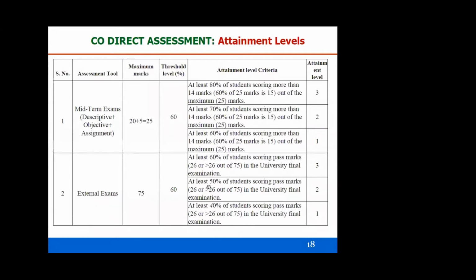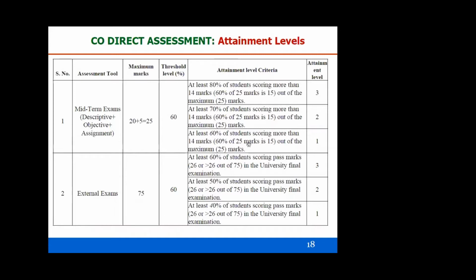Then at least 50% of students passed in this course, then level 2. Then at least 60% of students. So like 40, 50, 60. Then you can make a minimum of 50. Suppose your average is a minimum of 50, by comparing the last 3 years' results. Then the minimum level you have to fix is 50, 60, 70, or 60, 70, 80, like that.